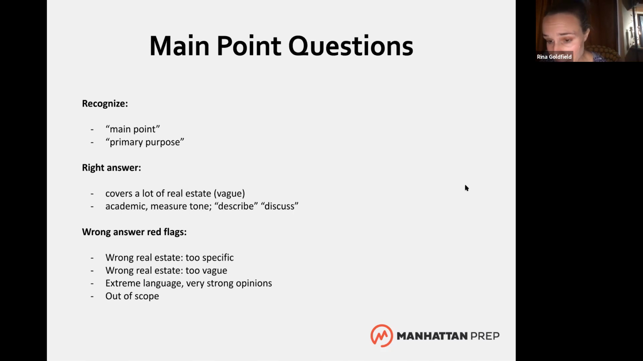Okay, Garrett is asking, doesn't primary purpose mean it's the first purpose and not necessarily the main one? No, let me clear that up for you, Garrett. Primary purpose means the main purpose. It is not the first thing the author says. It is the primary, as in the main thing the author says.